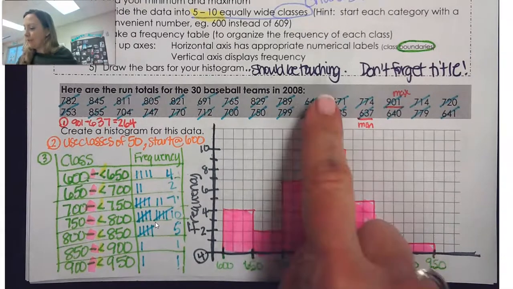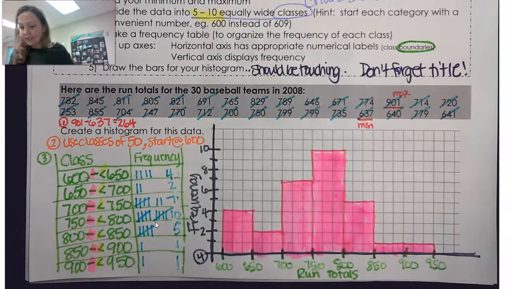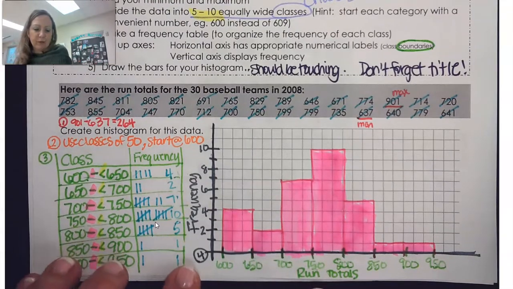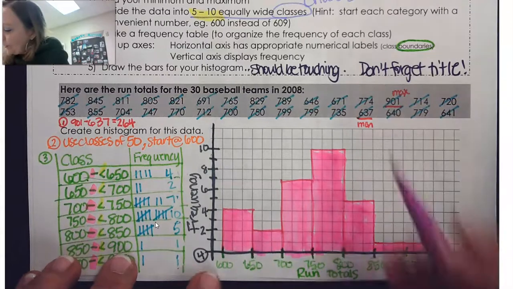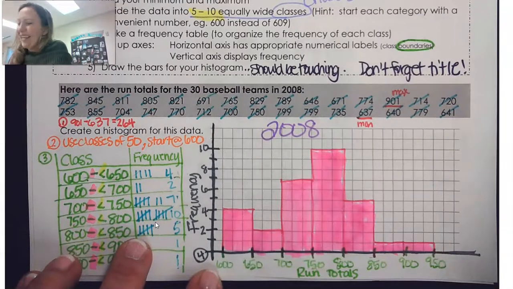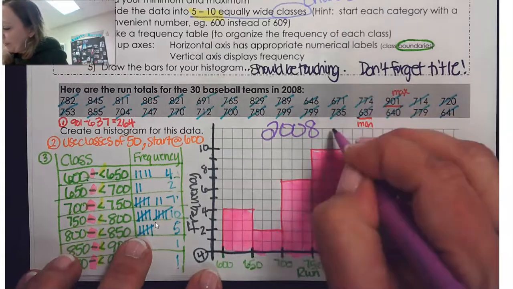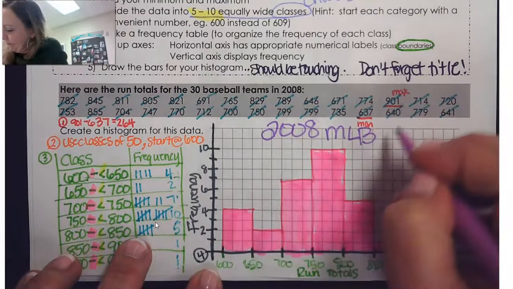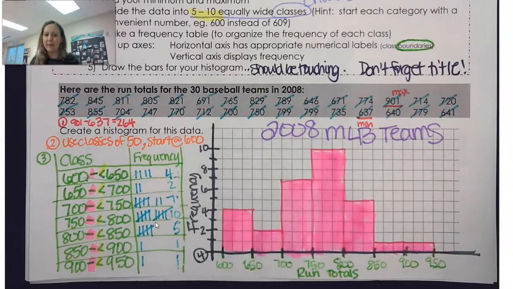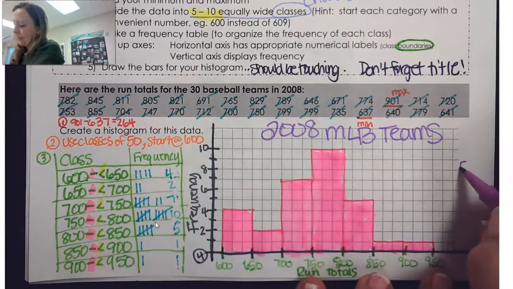Again, our bars should be touching, but let's not forget a title. Because I did such a nice job of labeling this axis, I really need to only title it with who the run totals are for. So this was 2008, and I didn't say it was MLB, but they were the MLB teams. If you put baseball teams, that's fine because I didn't say they were MLB, but that's that. So that's how we make a histogram. Oh, and so this is our step 5, basically finishing it off there.